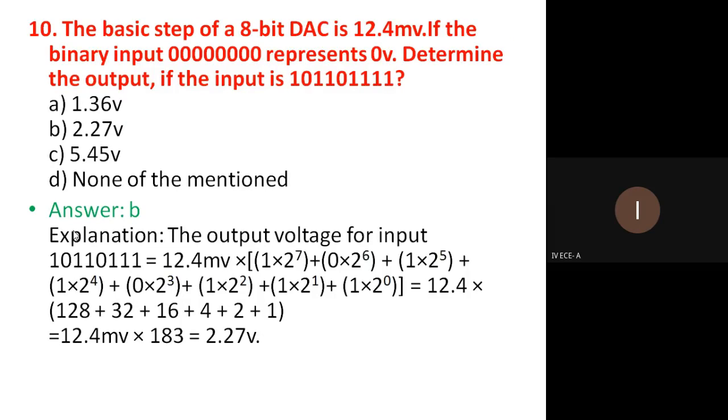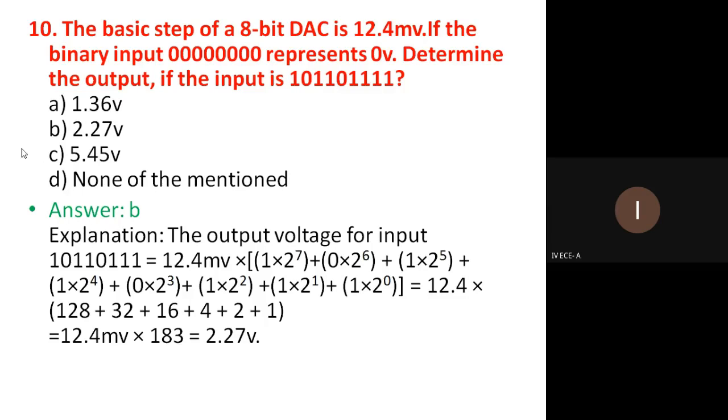Then problem number 10. The basic step of an 8-bit DAC is 12.4 millivolt. If the binary input 00000000, totally 8 bits, represents 0 volt, determine the output if the input is 1011 0111. Here the options are A, 1.36 volt; B, 2.27 volt; C, 5.45 volt; D, none of the mentioned.